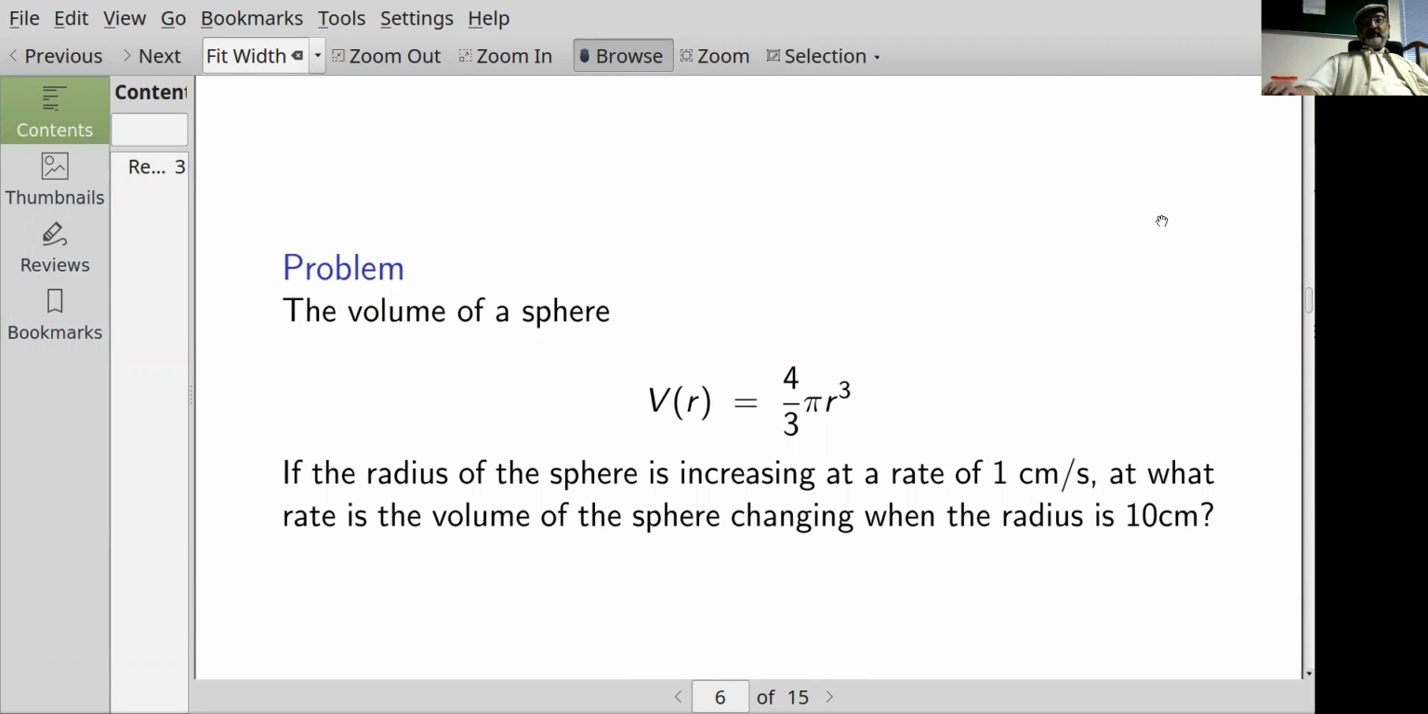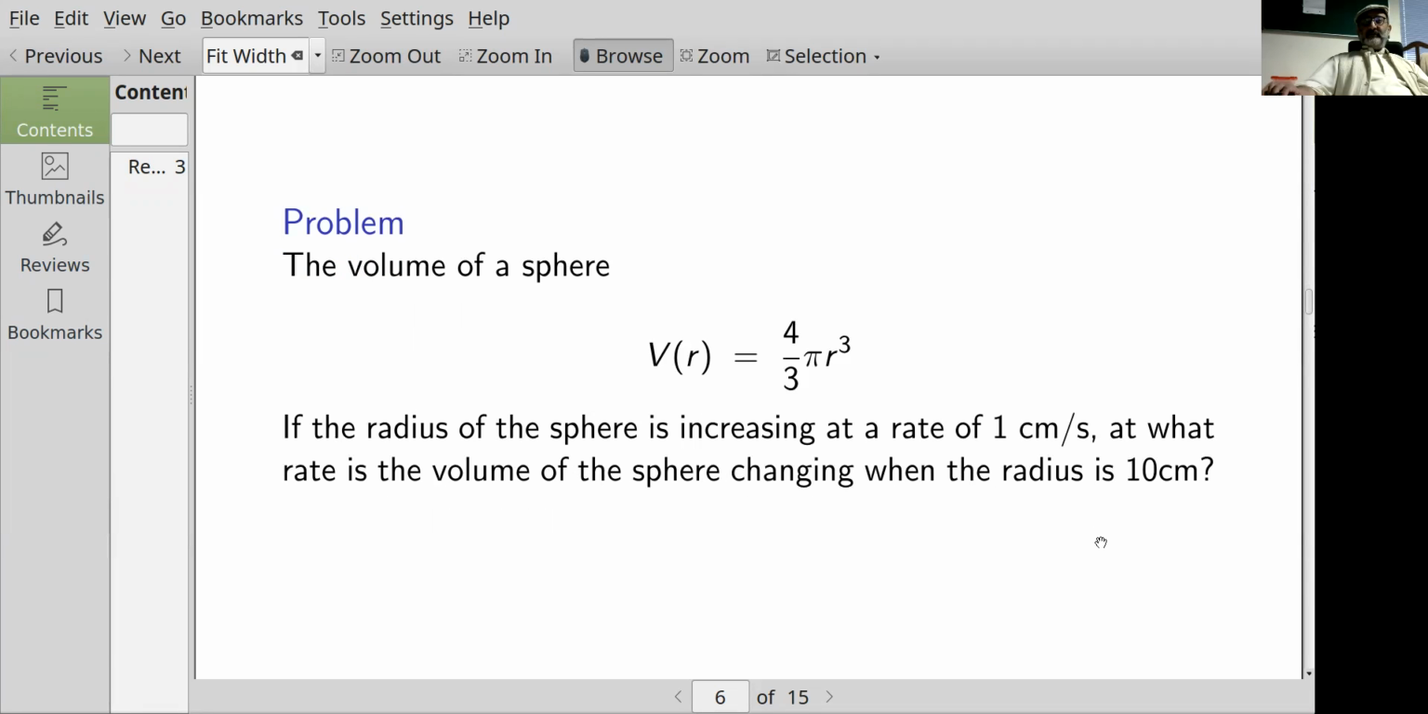The volume of a sphere of radius r is given by the expression 4/3 pi r cubed. Now, supposing that the radius of the sphere is increasing at a rate of 1 centimeter per second, at what rate is the volume of the sphere changing when the radius is 10 centimeters? So notice what you've been given. You've been given that dr by dt is 1 centimeter per second, and you want to know what dV by dt is when r is equal to 10.